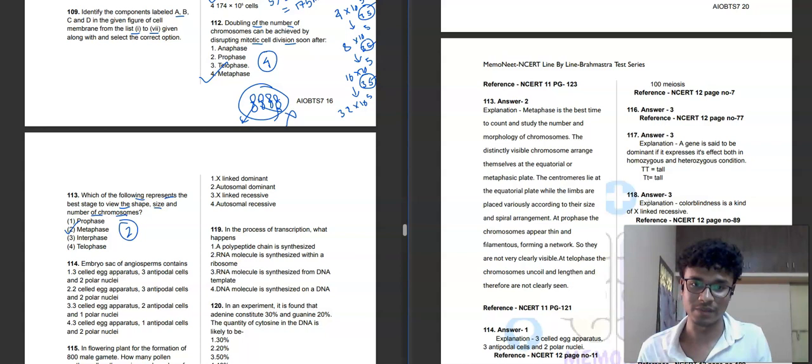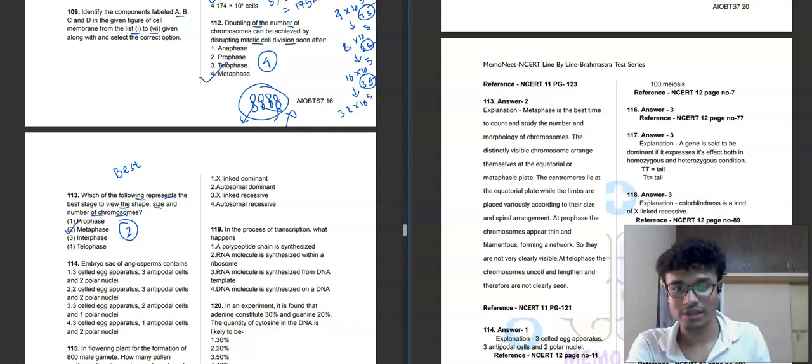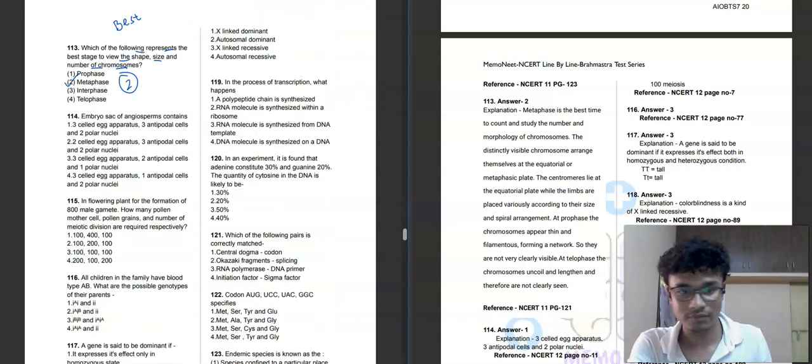So what happens in metaphase? Metaphase is basically the best time to count and study the number and morphology of the chromosomes, because these chromosomes can be viewed distinctively and arrange themselves at the equatorial or metaphasic plate, and we can see the chromosomes at the best positions. Moving towards the next question, 140.